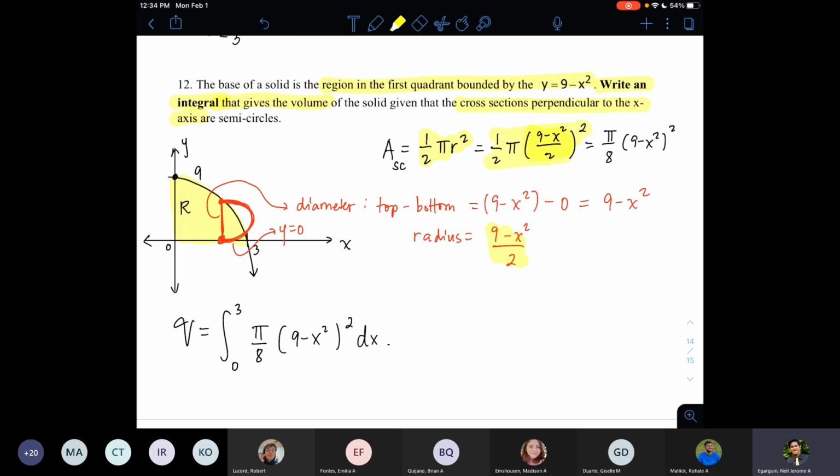Okay. Any other questions? You're probably still hung over from the weekend, so any other questions? If none, then I have a question for you guys. There's still one more problem for volumes involving cross sections. Problem number 13. Do you want to go over it, or let's go to solids of revolution?